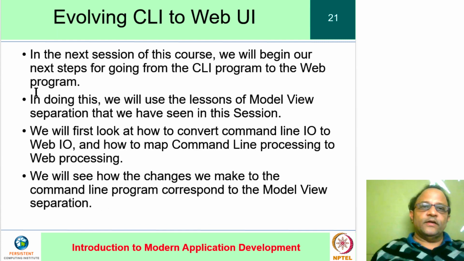In the next part, we will start looking at how to go from a command line application to the web UI. In doing this, we will use the lessons of model view separation which we have seen. Our first step will be to convert command line IO to web IO and to see how to map command line processing to web processing. We will make changes to our command line program to correspond to the model view separation, and in doing so, get closer to creating a full web application.